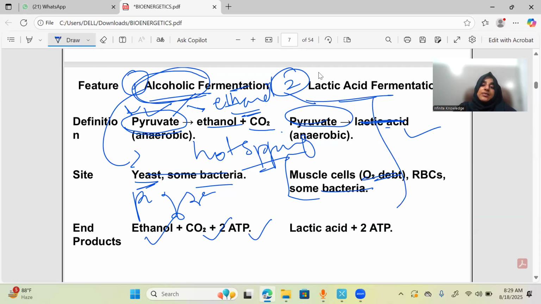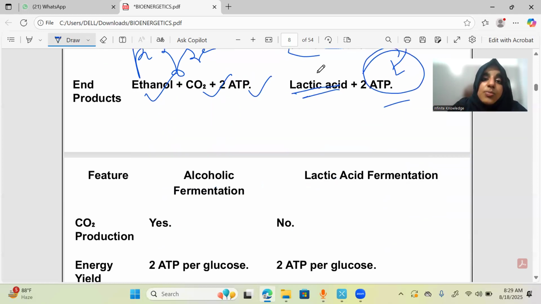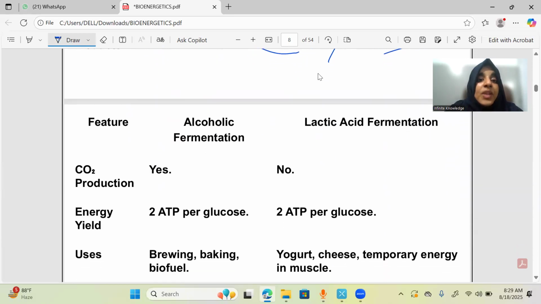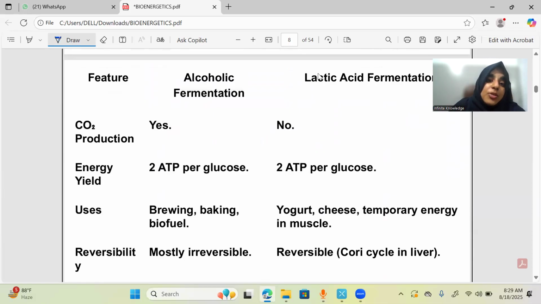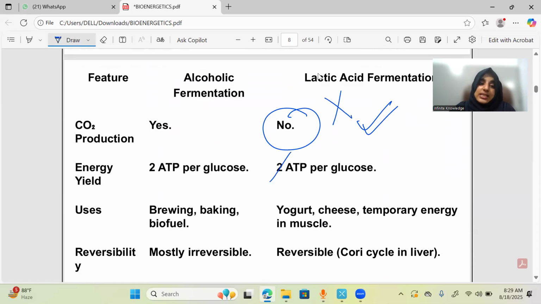Whereas over here in lactic acid fermentation, we don't produce carbon dioxide, just lactic acid is produced and 2 ATP are produced as well. So the energy yield for both of them, for alcoholic and for lactic acid fermentation, is the same. Okay, it does not decrease. Carbon dioxide production does not occur in lactic acid fermentation. You need to remember this if they give you an equation in the MDCAT MCQ paper and ask whether fermentation occurs or not, whether carbon dioxide production occurs or not, you're going to write no. Okay. Energy yield is the same.